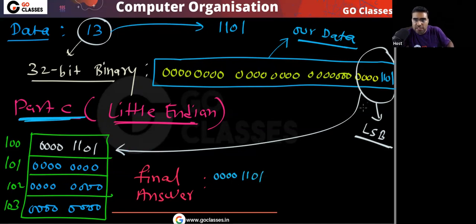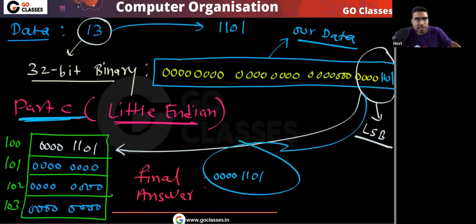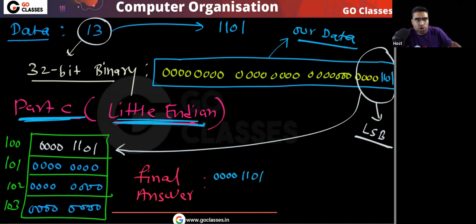You can see one thing. Basically, you are starting with the little end. In the little endian, what are you doing? You are starting with the little end. This is the little end, right? Yes or no? Okay. Then what do you do?